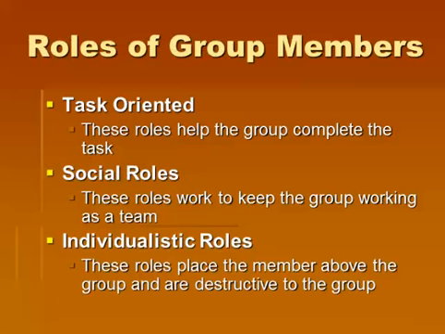There are three types of roles. The people who study this categorize what people do in group discussions into three types of roles. Those are the task-oriented roles, the ones that help the group do what it is that they are supposed to be doing. And then you have the social roles, because in order for you to accomplish what you need to accomplish, you need to be able to get along. And so the social roles keep the group working together as a team. They help to keep the harmony in the group.